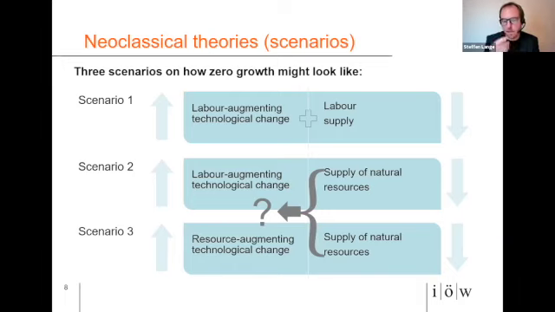And this here shows that in both the second and third scenario, the supply of natural resources goes down. The outcome, and then the question is, what type of technological change comes out? So does it lead to labor augmenting or resource augmenting technological change? The only difference is then the price of labor and the price of resources, and thereby the revenues of the workers and the owners of resources. So it's a distributional issue that comes out of that.